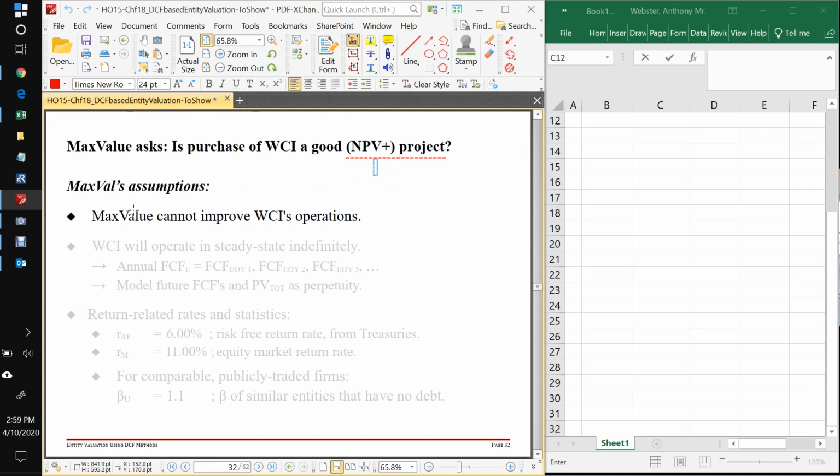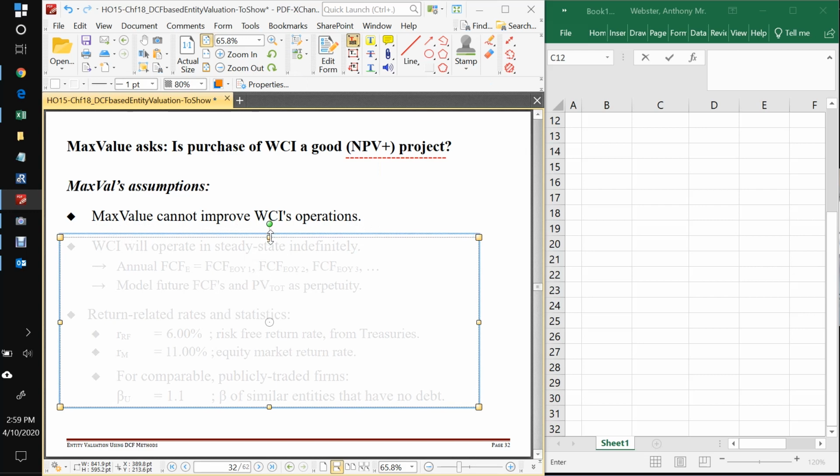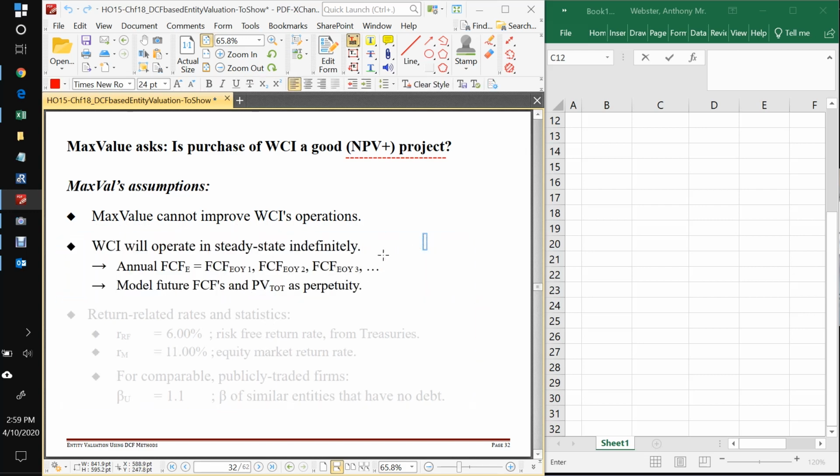They've got to start, you always got to start with your assumptions, okay? So they look at the firm. It's a really well-run firm. They think they can't improve the operations of the firm, okay? And they do believe that this market is very stable, and that WCI is going to maintain its share of this market. So it's going to operate in steady state indefinitely.